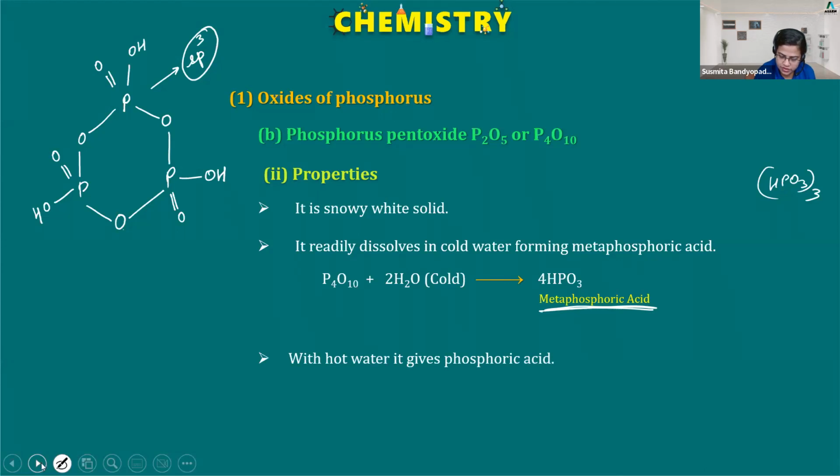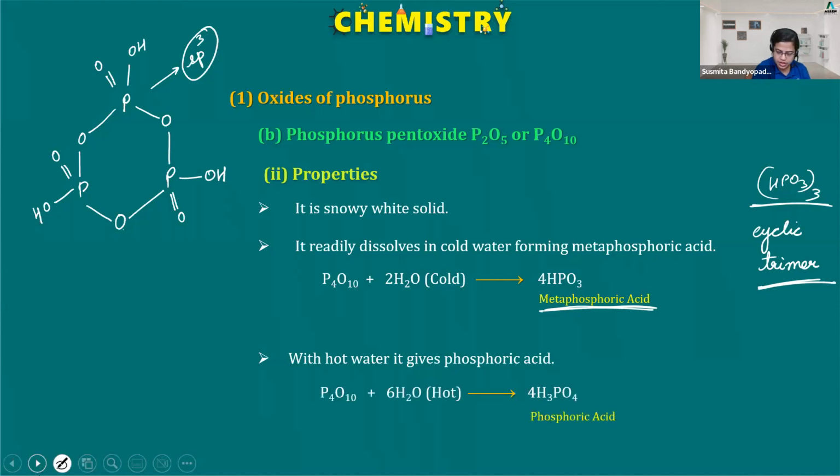With hot water, it gives phosphoric acid. Very important: P4O10. When you add cold water, you get metaphosphoric acid, see the formula HPO3, which mostly exists as its cyclic trimer. As I have just mentioned, it's sp3 hybridized, and with hot water, it gives phosphoric acid.